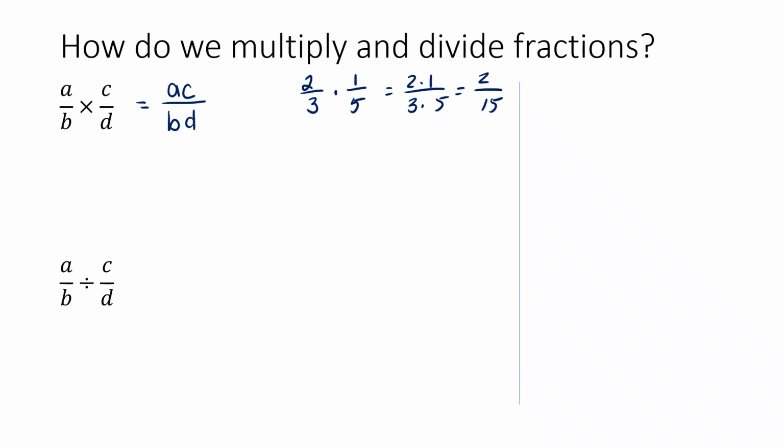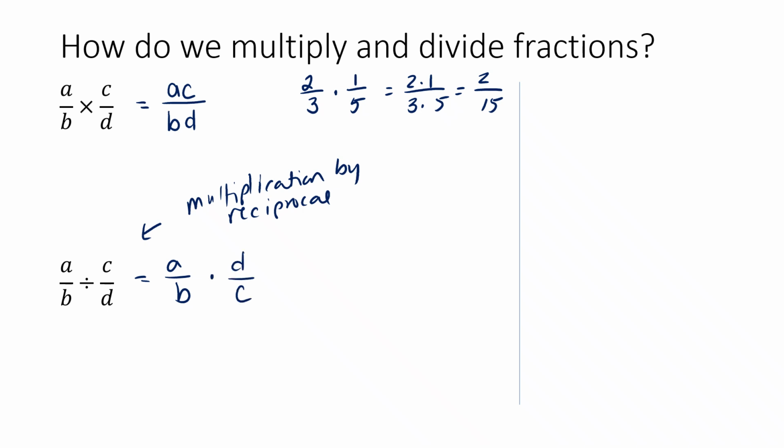Now, dividing fractions is similar. Division is multiplication by the reciprocal. And so what we would do here is we would take the A over B, and instead of dividing it by C over D, we would multiply it by D over C. We would take the reciprocal. And so division can be just rewritten as a multiplication problem. You just take the reciprocal of the thing that you were dividing by. And so this becomes AD over BC.